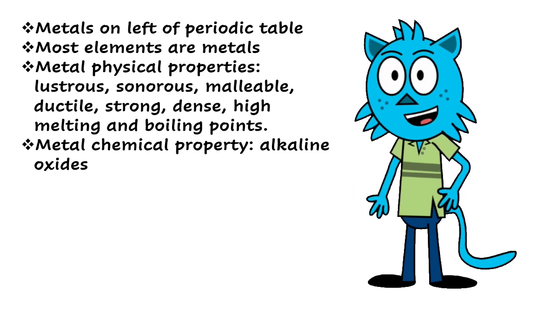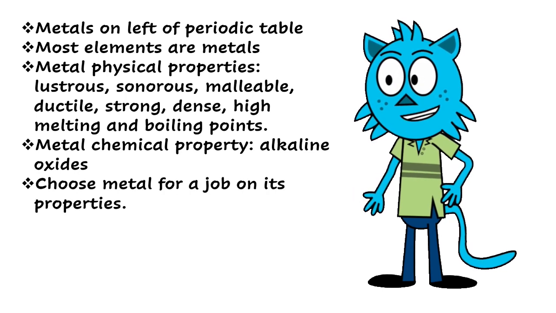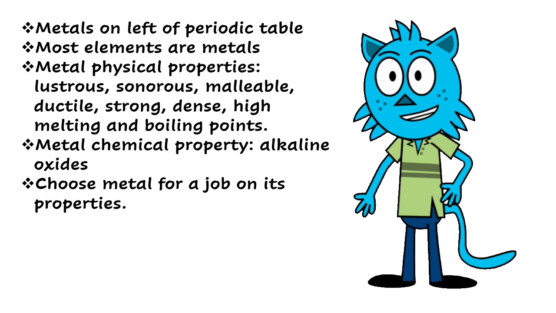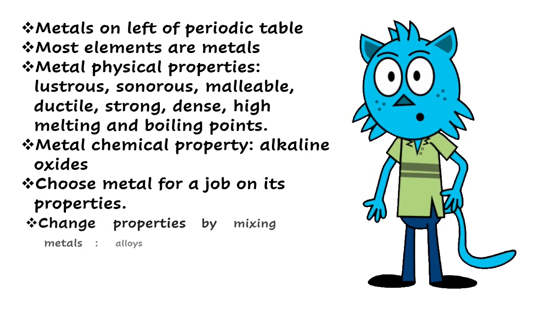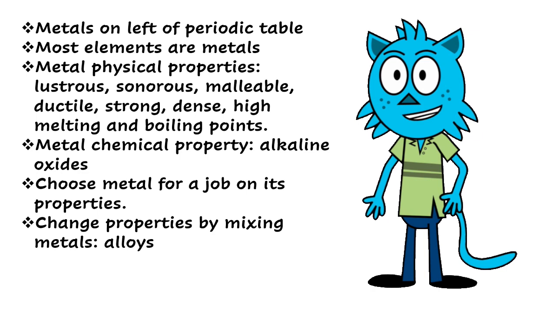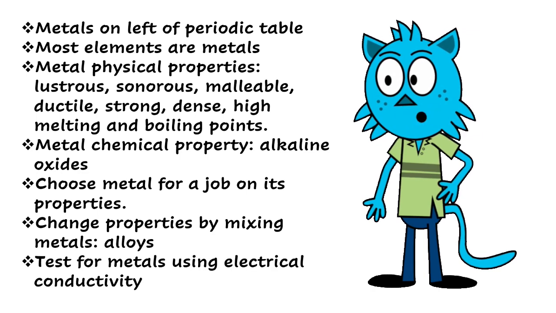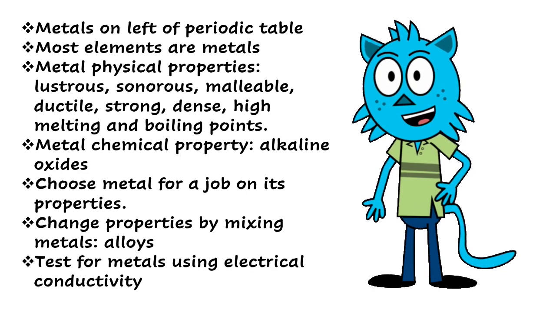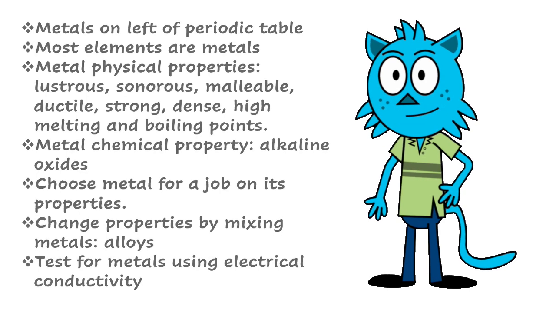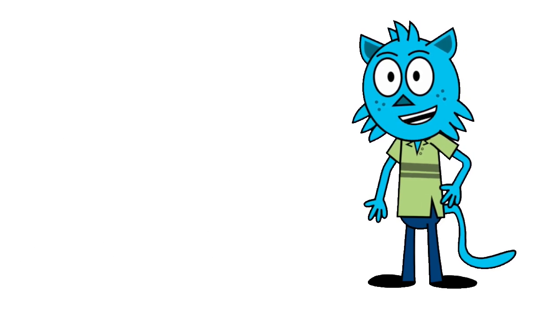We know that we look at properties when choosing a metal to do a particular job, and that if we need to, we can mix metals to form an alloy. The easiest way to test if a material is a metal or not is to test if it conducts electricity.